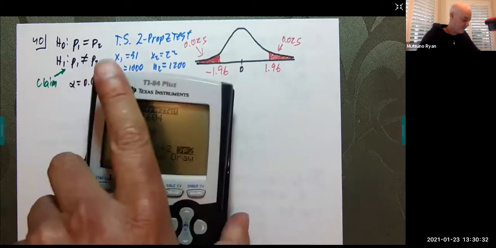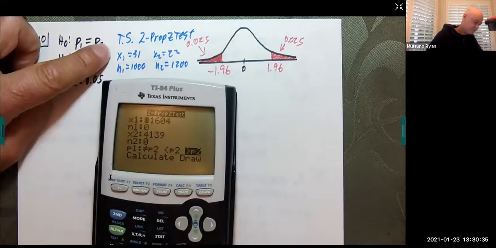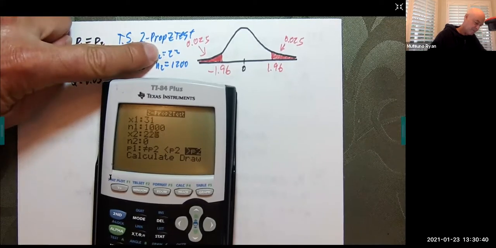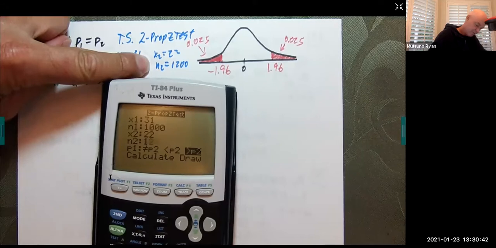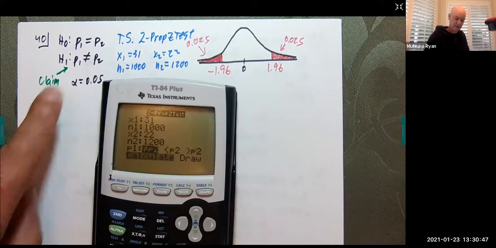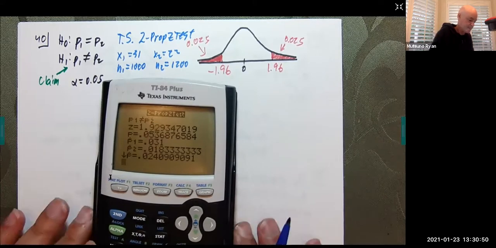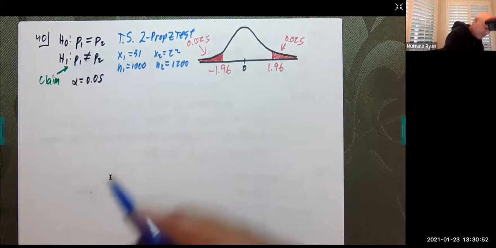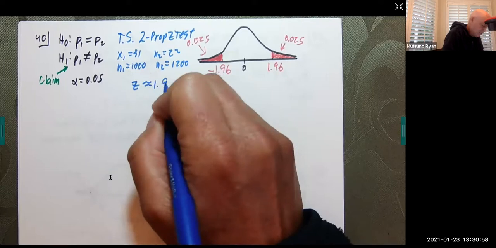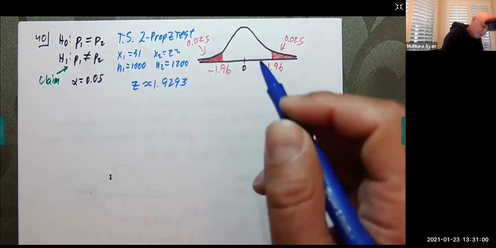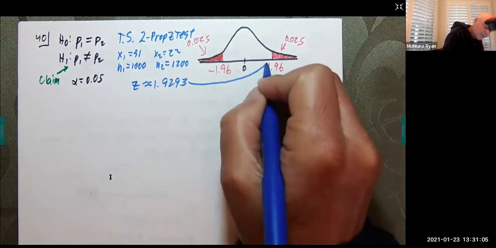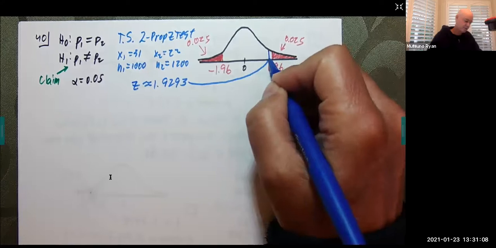So here we go. So x sub 1 is there, 31. N sub 1 is 1,000. X sub 2 is 22. N sub 2 is 1,200. Not equal to. And boom. This tells us that our test statistic is 1.9293, which is 1.92, ooh, barely in the zone. I'll exaggerate just a little bit.